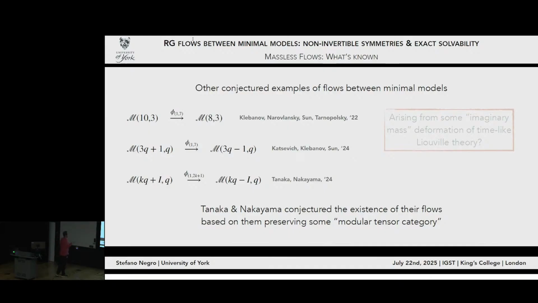One important thing that I want to stress is that this conjecture here, the conjecture of the existence of these flows by Tanaka and Nakayama, was done based on these flows preserving something which is called modular tensor categories, essentially these non-invertible symmetries that you might have heard about, and I'm going to review them in a moment. The idea is that these operators here preserve a subclass of all the possible non-invertible symmetries in this theory, and you go and scan which are the possible IR that also have that category. And they identified these IR here.